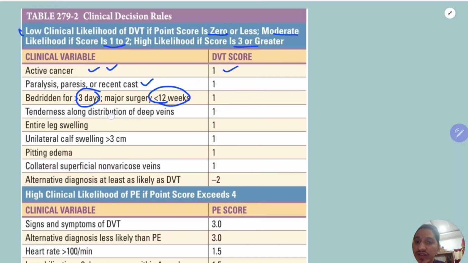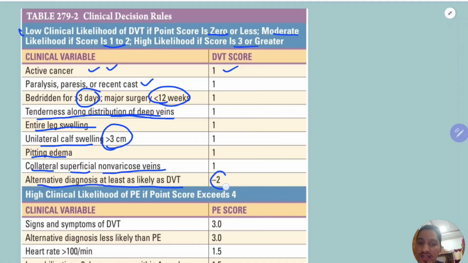Tenderness along the distribution of deep veins. Entire leg swelling or unilateral calf swelling more than 3 centimeters. Pitting edema. Collateral superficial non-varicose veins. Thrombosed superficial vein, which you can palpate as a cord. Alternative diagnosis at least as likely as deep venous thrombosis, that is minus 2.